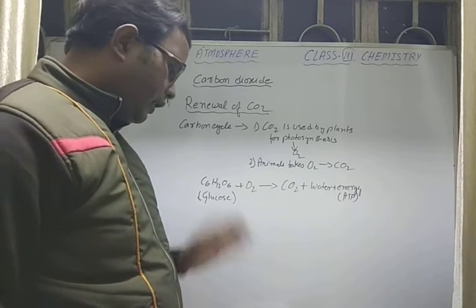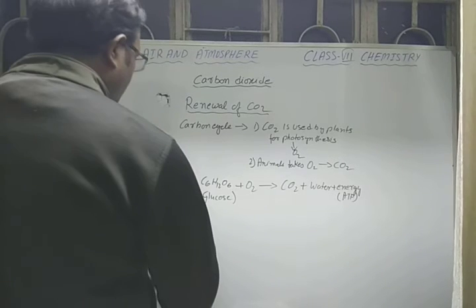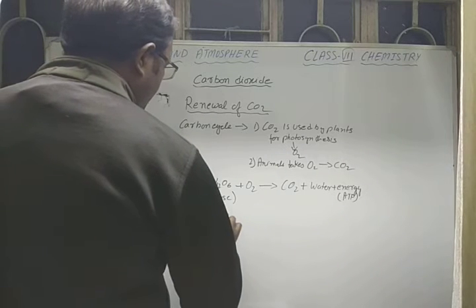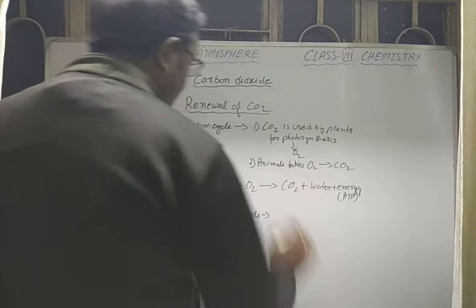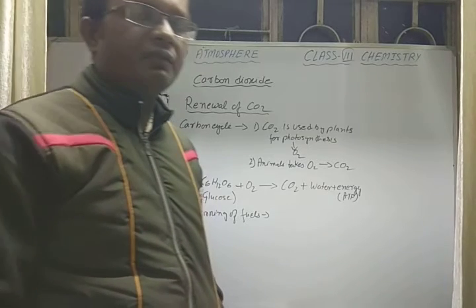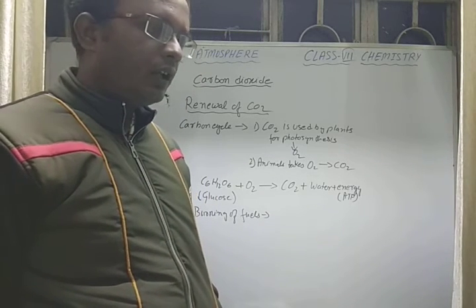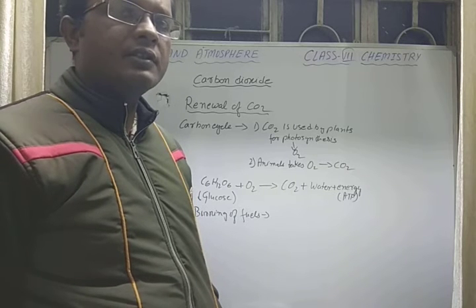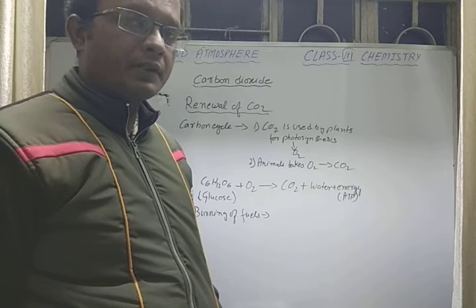After that, the third way of renewal of carbon dioxide is the burning of fuels. All of us know that fuels are used by us in many ways. First of all, in vehicles we are using petrol and diesel. We are using coal for producing electricity in thermal power stations. Coal is also used in villages and many places for cooking purposes.